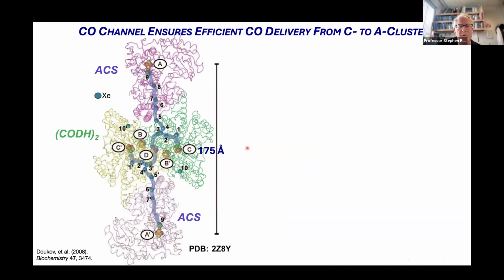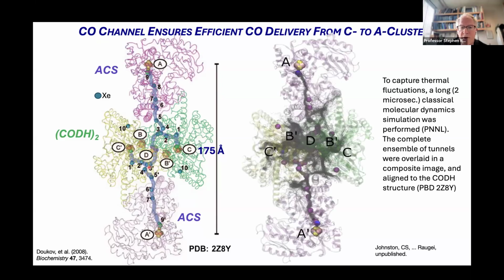Kathy Drennan determined it by crystallography. We had done spectroscopic studies indicating this was highly tightly coupled. And you can see that CO generated at the C cluster actually travels through this. And this was done at high pressure xenon. So each one of these represents a xenon molecule, which is about the size of CO, and identifies where this channel is. And you can see that it goes throughout the protein structure.